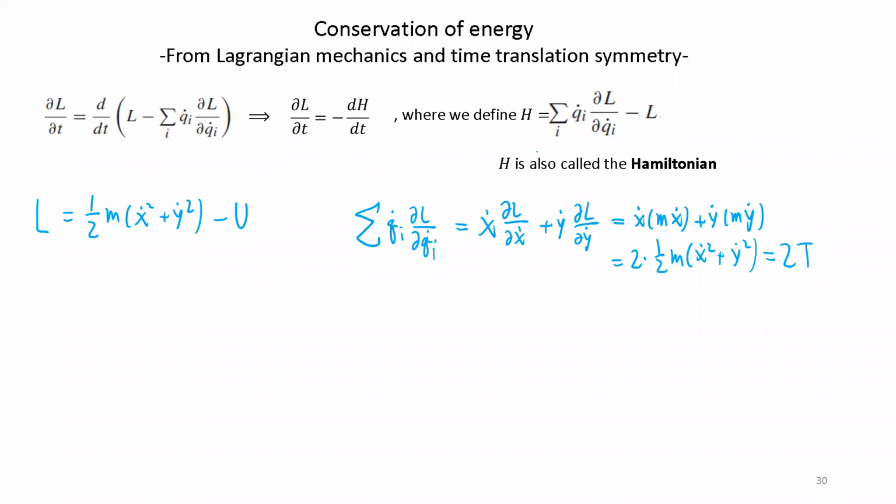So now this H would be this 2T, by definition, 2T minus L. And this L by itself, remember, is T minus U. So 2T minus T minus U is T plus U, and that is the total mechanical energy of the system. So here I show you a special case: if we use Cartesian coordinates, this quantity is indeed equal to the total energy of the system.